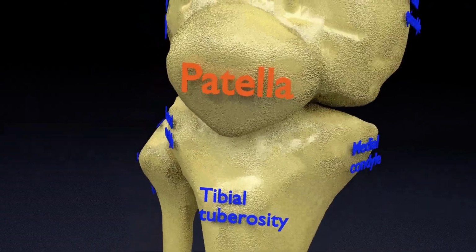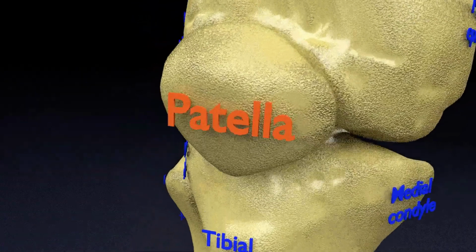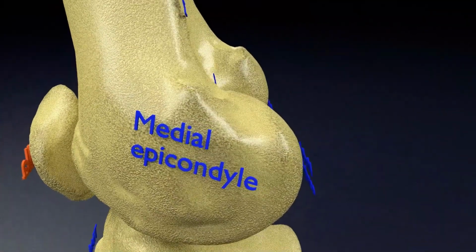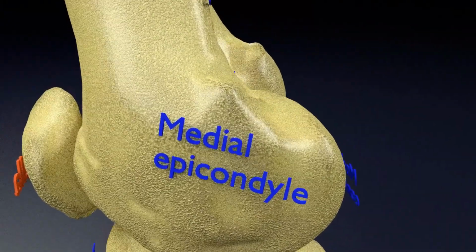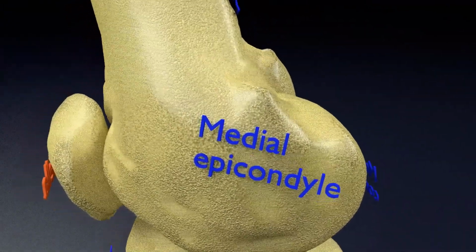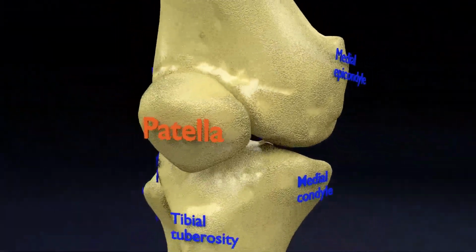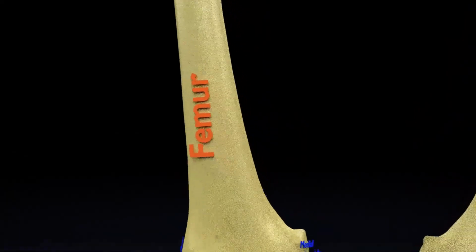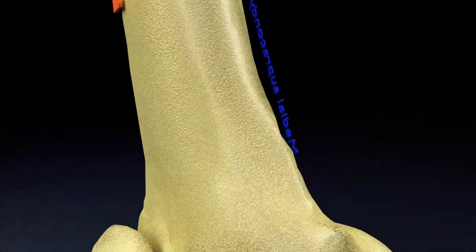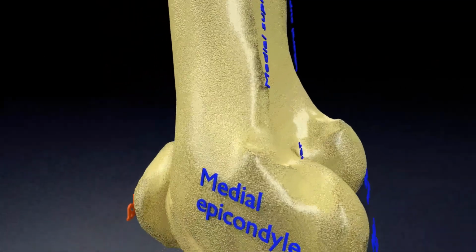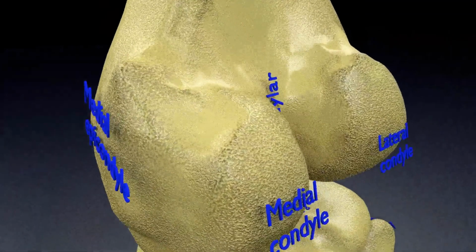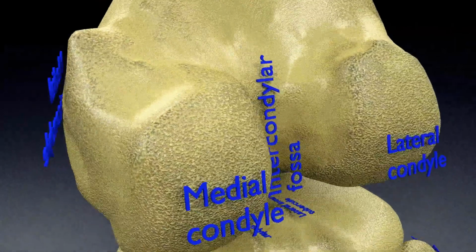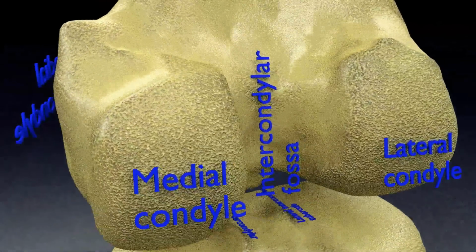Now I will move on to the last and the most proximal bone of the lower limb, the femur. This bone is also the longest bone of the body. You are able to see the medial epicondyle of the femur. In the posterior aspect of the knee joint, you can see the medial and lateral condyle. They are separated by a deep gap called the intercondylar fossa.